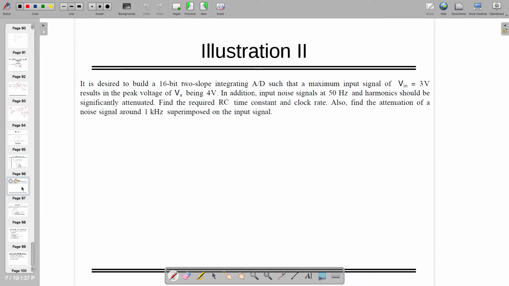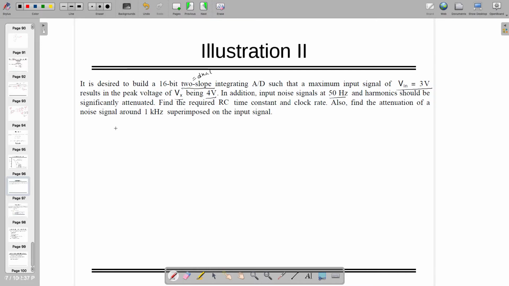It is desired to build a 16-bit two slope integrating ADC, which is also called a dual slope integrating type ADC, such that the maximum input signal of Vin equal to 3 volt results in a peak voltage of Vx being 4 volt. In addition, input noise signal at 50 Hz and harmonics should be significantly attenuated. Find the required RC time constant and clock rate. Also find the attenuation of noise signal around 1 kHz superimposed on the input signal. The question is very big, right?